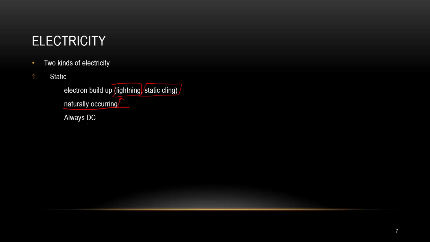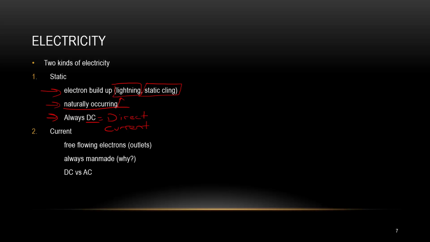And it always happens in DC, and DC equals direct current. We're not going to talk too much about DC current and AC current right now. We will in a subsequent lesson, but I wanted to introduce DC to you right now. Okay, so know what static electricity is. Know examples of them, know that it's an electron buildup, that they're naturally occurring, and that it's always DC.